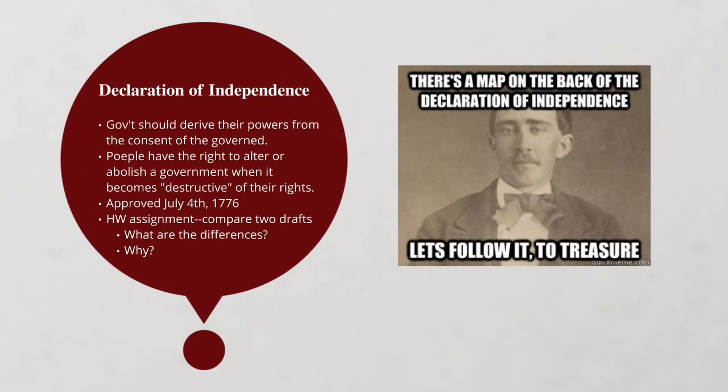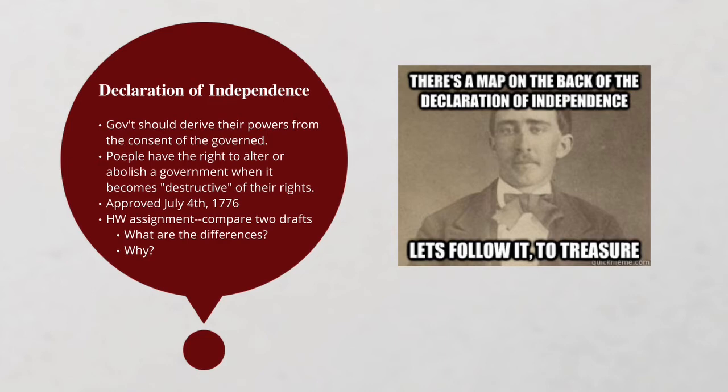Okay, now the Declaration of Independence is drafted, and it says that the government should derive their powers from the consent of the governed. People, spelled wrong, awesome, have the right to alter or abolish a government when it becomes destructive of their rights. There's more than that.